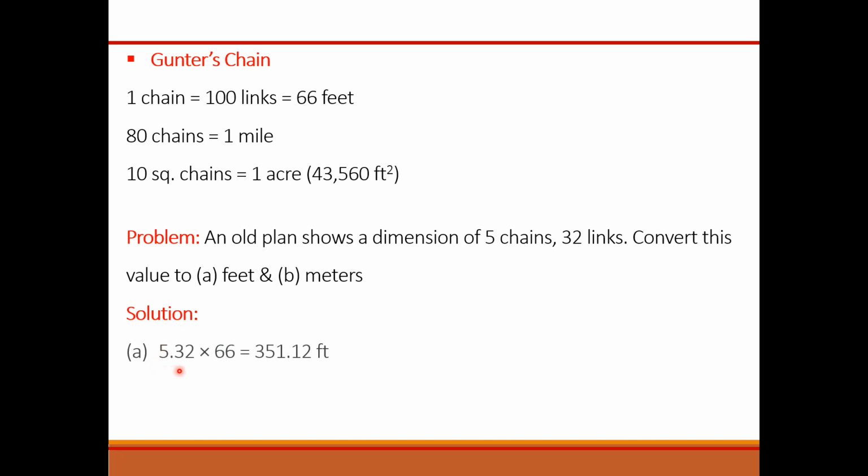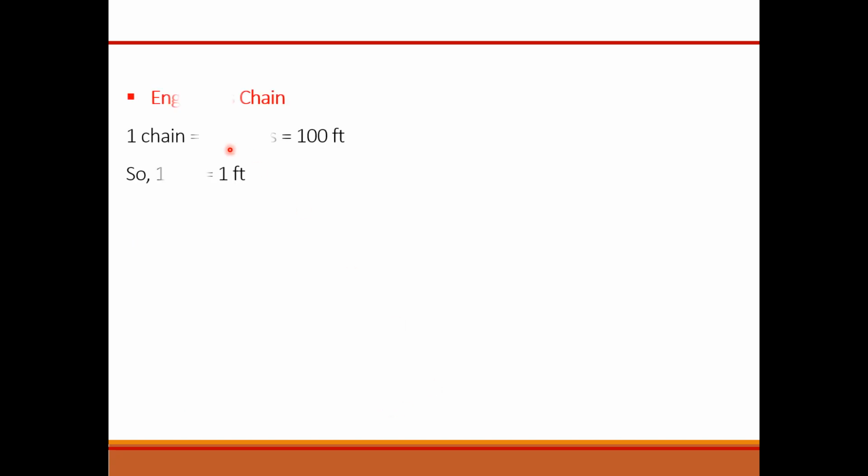We simply multiply 5.32, which are the chains and the links, by 66, and we will get the answer in feet, 355.12. If you want the answer in meters, just divide it by 3.28 and get the required answer. The second type is the engineer's chain. You can see one chain is equal to 100 links, equal to 100 feet, which simply means that one link is exactly equal to 1 foot.